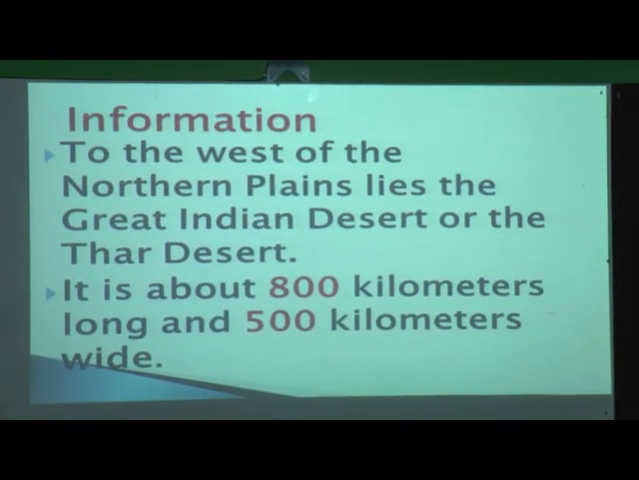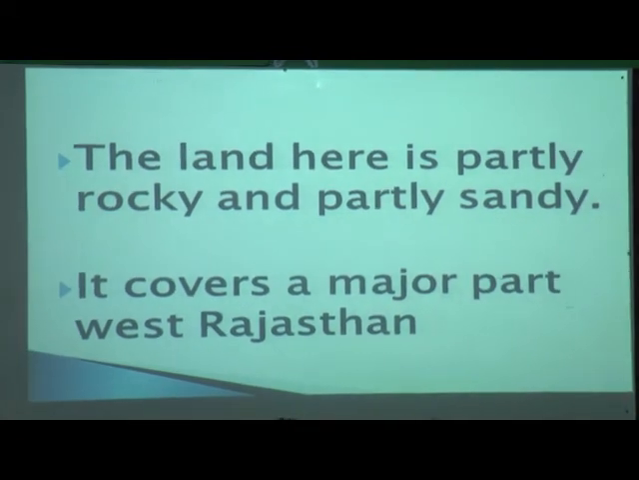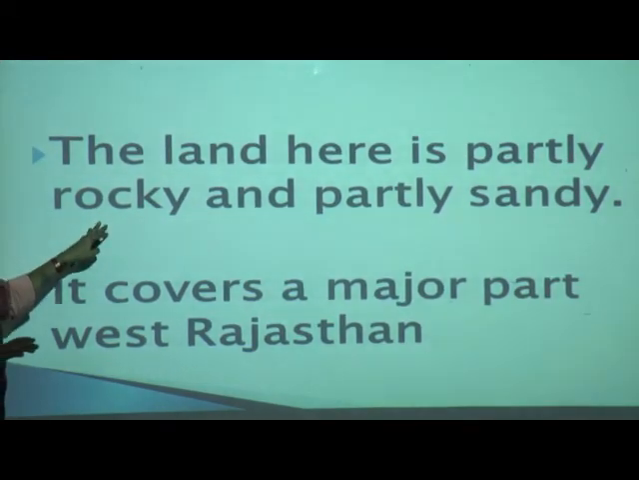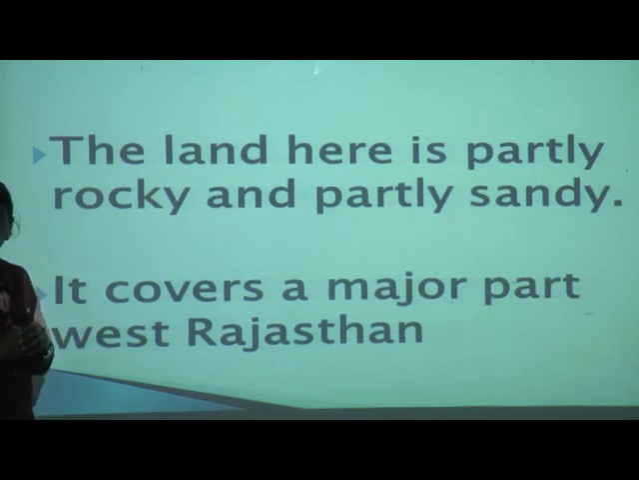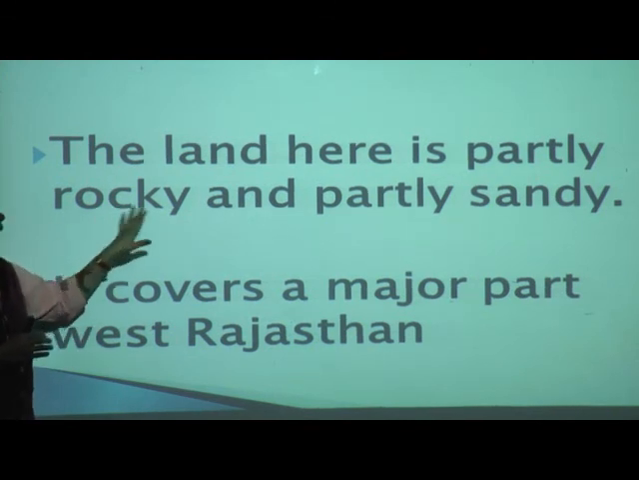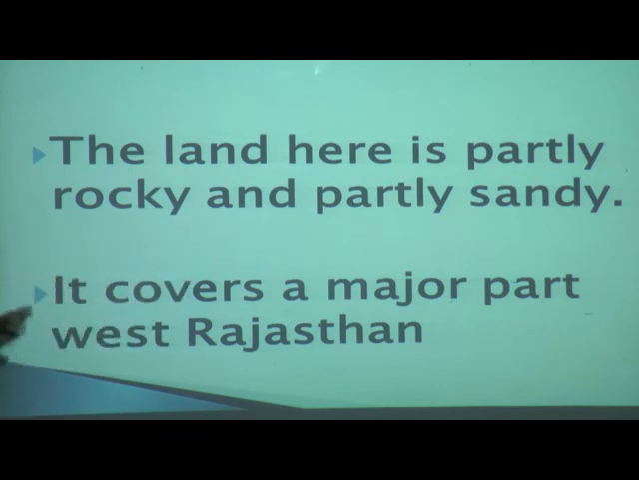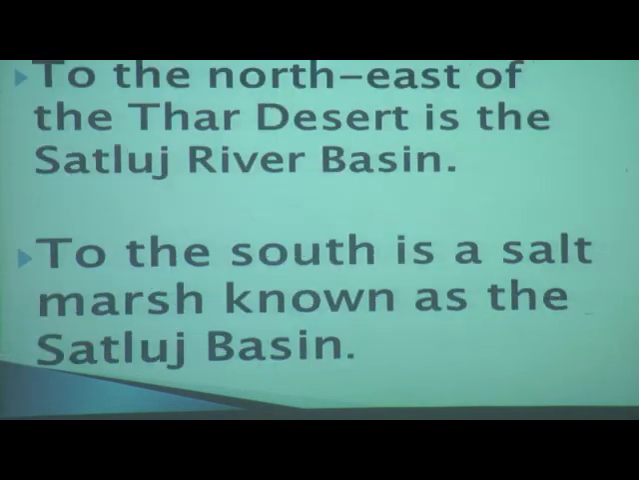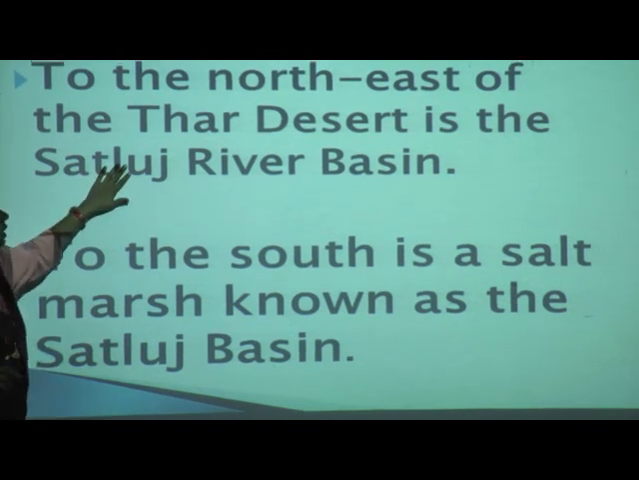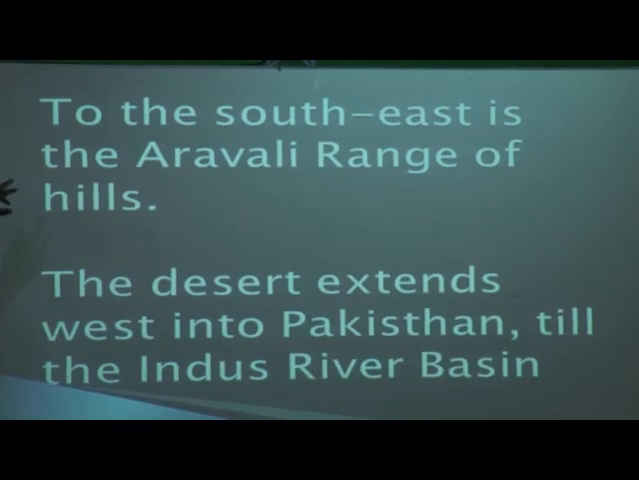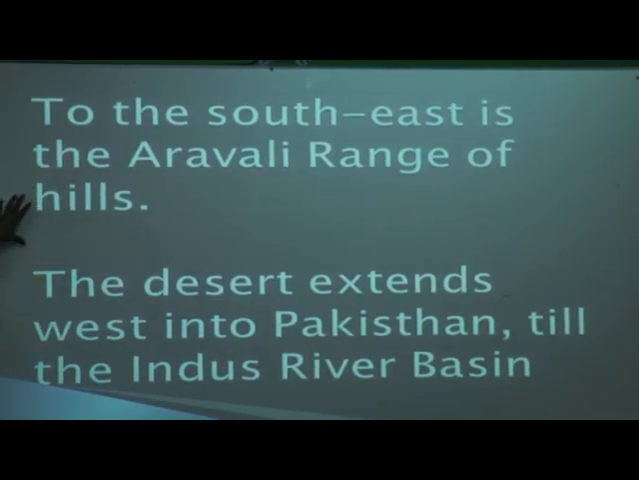Here, the land over the 800 kilometers is partly rocky. Is the land fertile? No, it is partly rocky and half is sandy. It covers a major part of West Rajasthan. To the southeast is the Aravalli range of hills. The desert extends west into Pakistan till the Indus River basin.